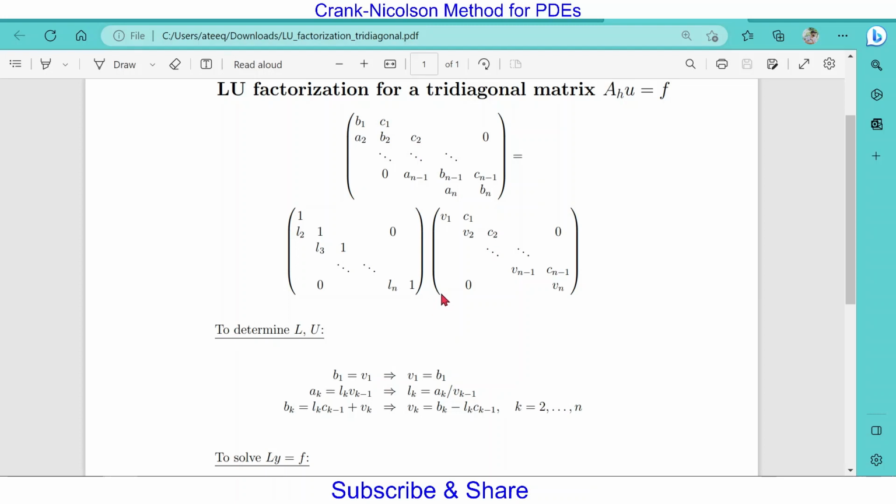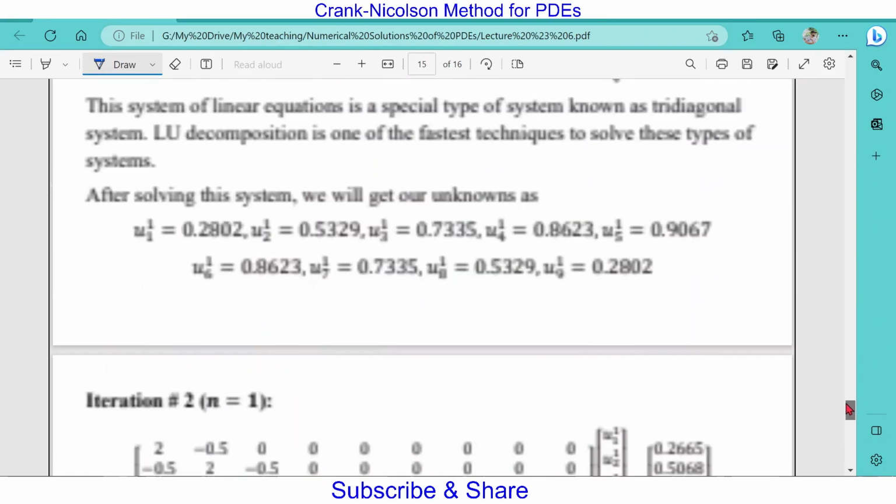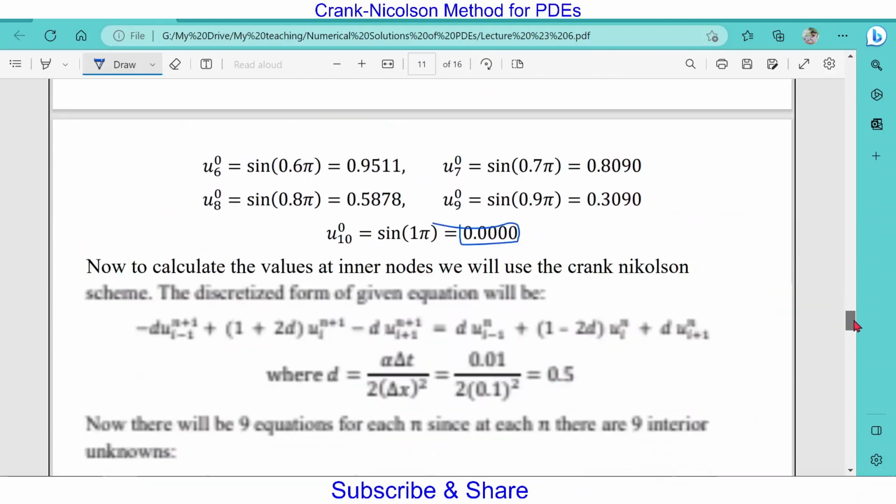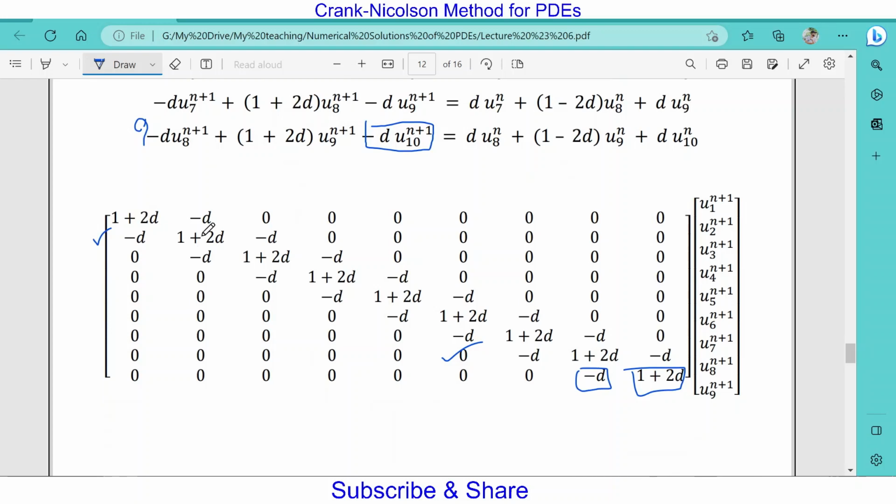Okay. Now how will we determine these L and U matrices? Basically, U's first value, or V1, will be just B1. So these B's in our case in the Crank Nicolson method, I think you know them, these are just 1 plus 2D. If I am opening the document here, okay, yeah. So these are the B's in this case, the diagonal. These are just the C's, and the A's are the same for us. These are just minus D's. Okay.